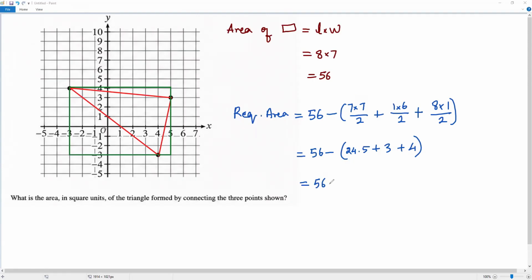Okay, 56 minus. Let's add 24.5 and 3. That is equal to 27.5. 27.5 plus 4 is 31.5. When I subtract 31.5 from 56, I am getting 24.5. Therefore, the area of the triangle formed by connecting the given 3 points is 24.5 square units.